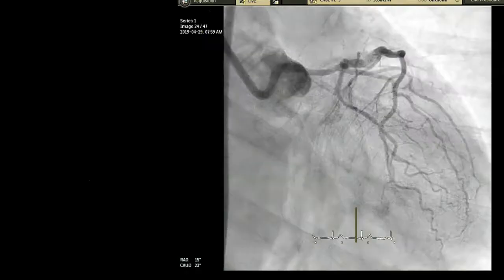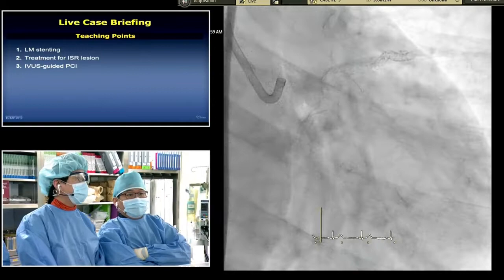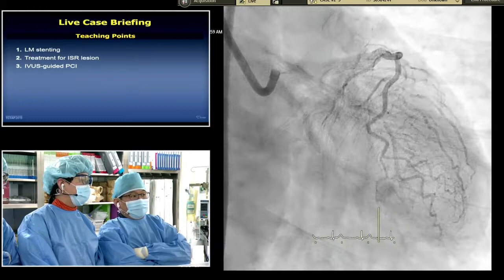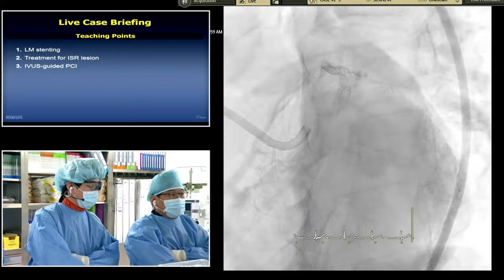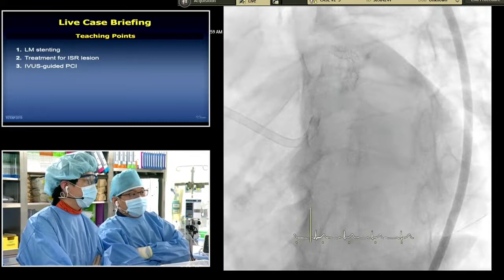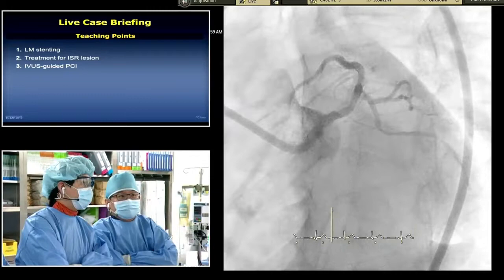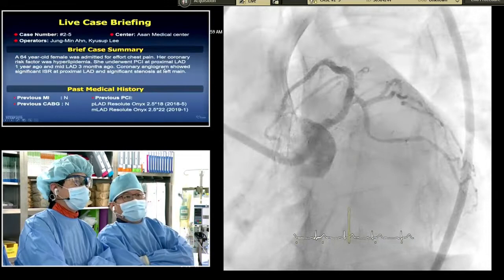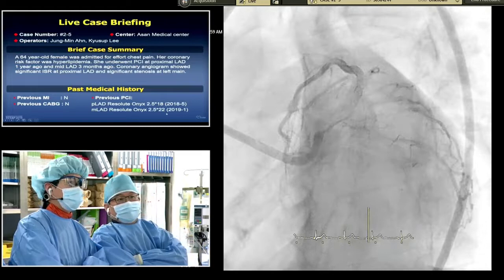This is an AP cranial coronary angiogram. The long left main looks like significant disease. The stent was implanted at the other hospital, based on the medical record. They implanted a 2.5 stent. What is the length? 18 and 22, two stents. 2.5 at proximal and mid LAD.